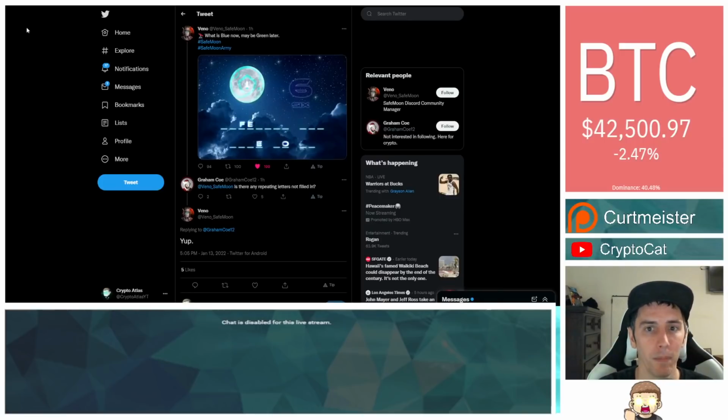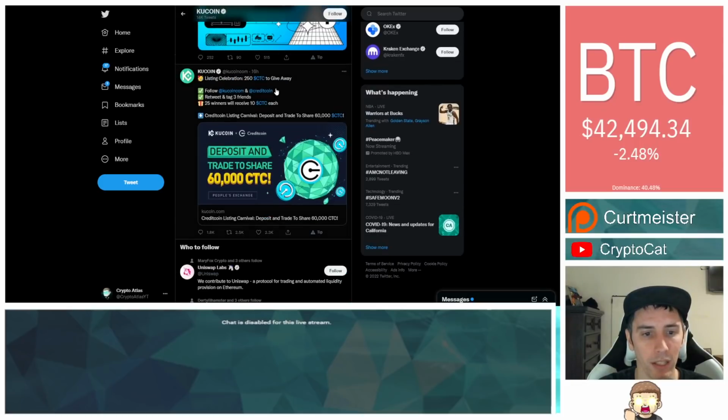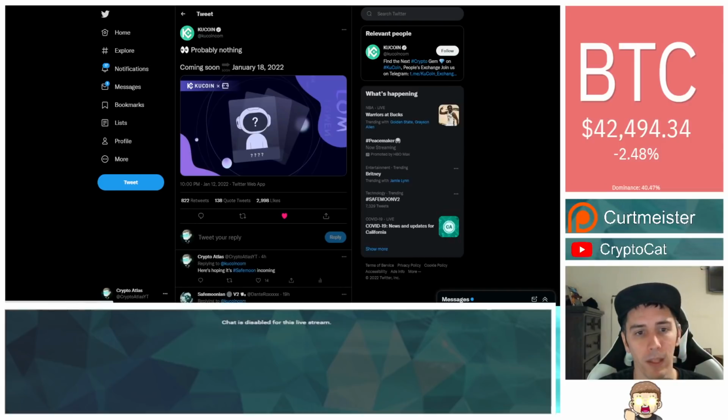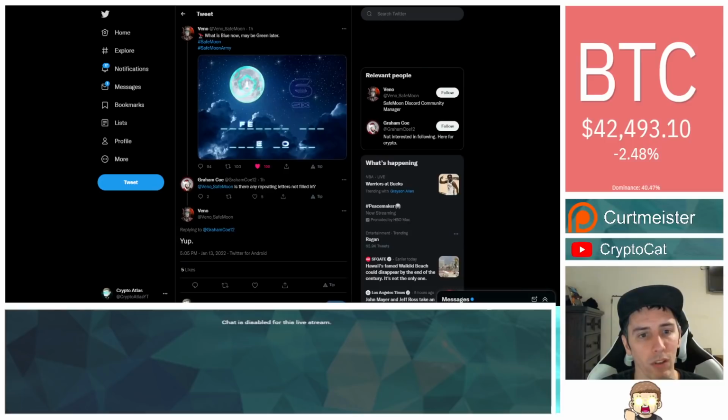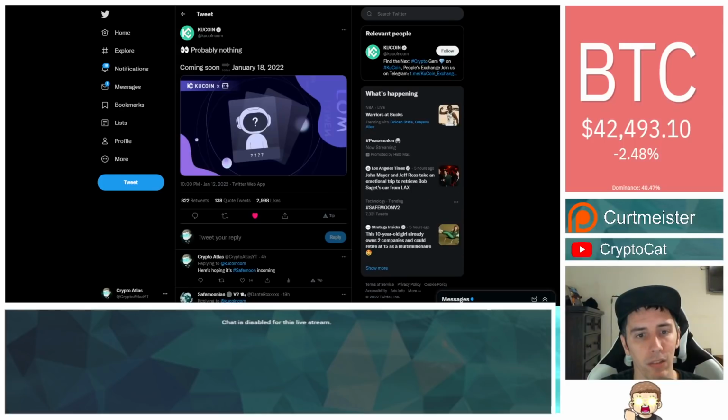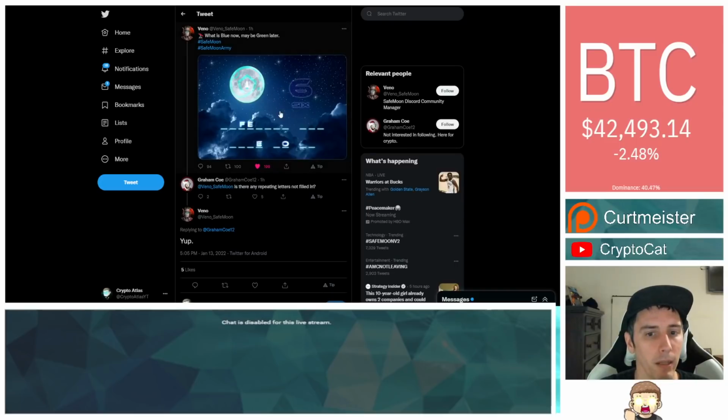KuCoin had also made a post just recently where they did a little teaser right here. Probably nothing coming soon, January 18th, 2022. The timelines don't quite match up, which is what's throwing this off a tad bit here. Like this says 6, and this is actually 5 days away. That's for the January 18th period. But, you know, it very well still could be.